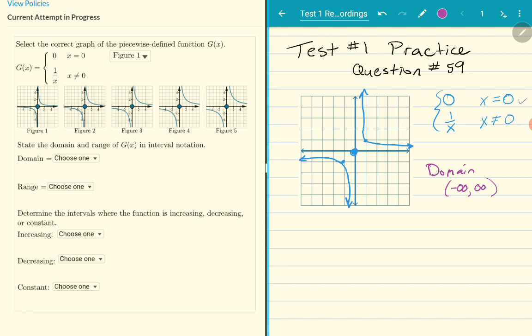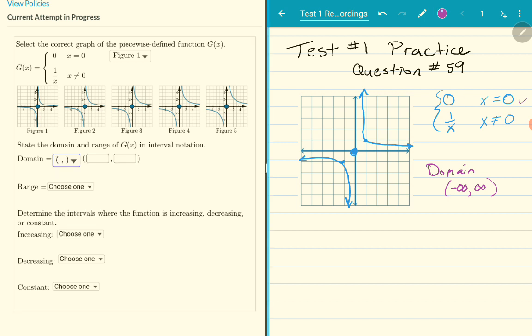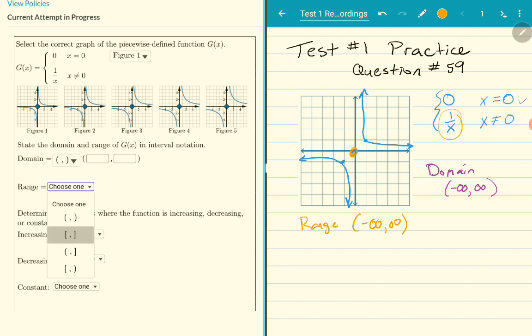And then the range. That's going to be an open interval, because infinities always have open intervals. The range is all possible y values. Similar to the x, with 1 over x, y can be anything except 0, but 0 is covered by this point right here. So the range will also be negative infinity to infinity. I'll select the open interval for that one.